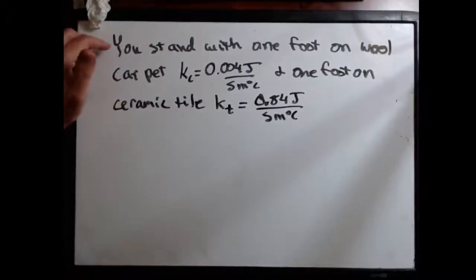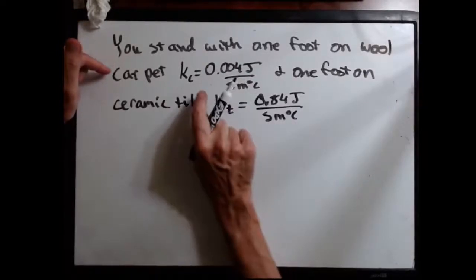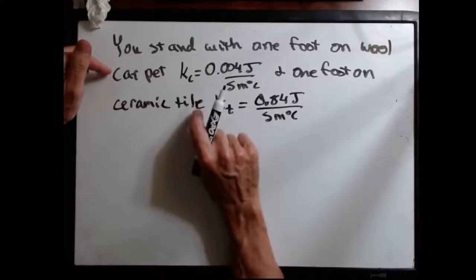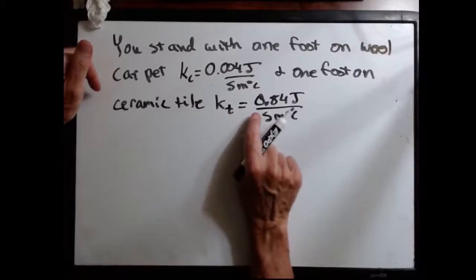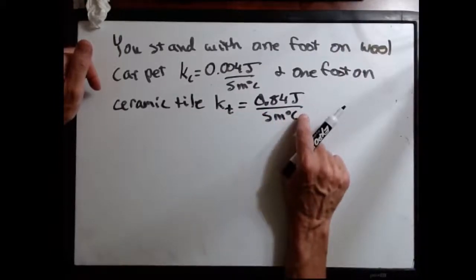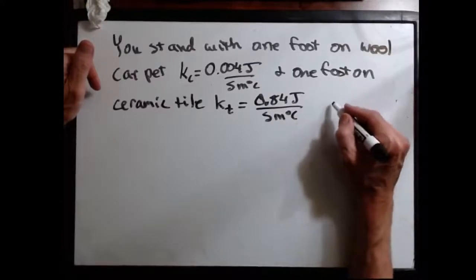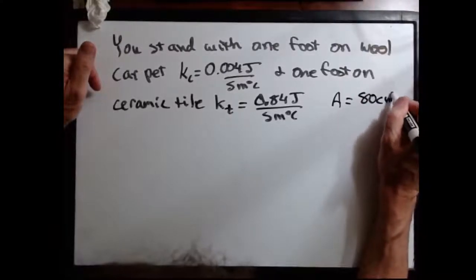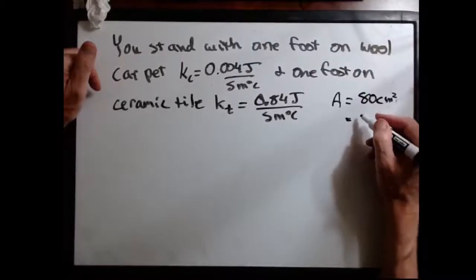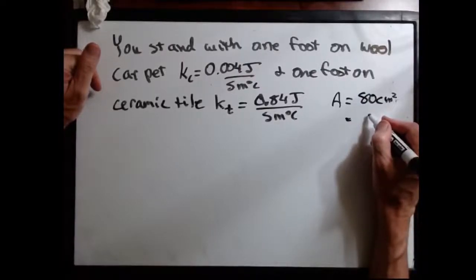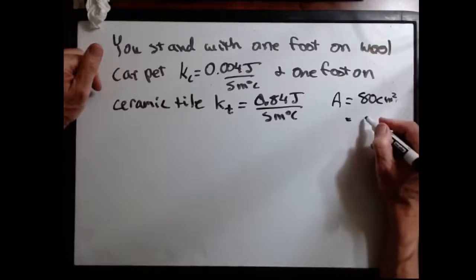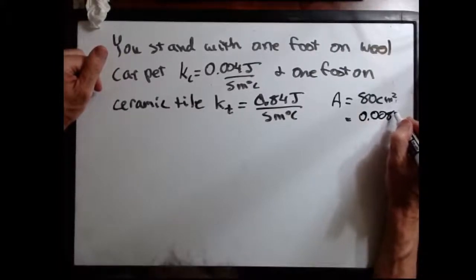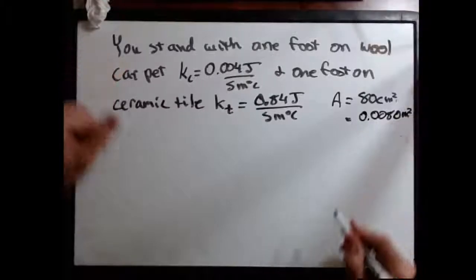So here's another problem. You stand with 1 foot on wool carpet, which has a thermal conductivity of 0.004 joules per second meter degree C, and 1 foot on ceramic tile, which has a thermal conductivity the same as glass, 0.84 joules per second meter degree C. The area of each foot is 80 centimeters squared, which I have to multiply by 10 to the minus 4 meters squared per centimeter squared, and so that's going to be 0.0080 square meters. Right?